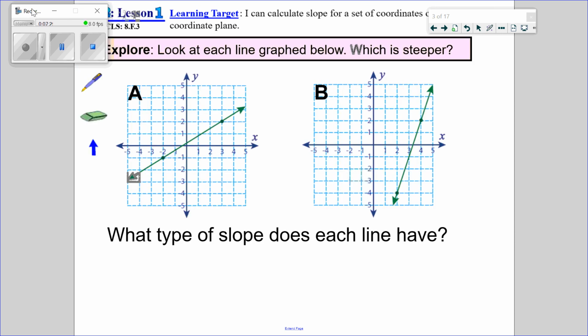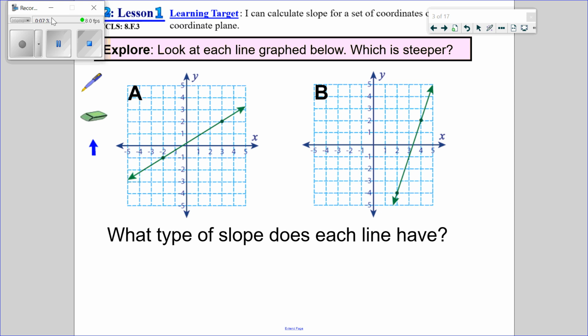Now we're going to look at these two examples, and it says look at each line graph below, which is steeper. If you look at A, from left to right, it's going upward. It's definitely a positive slope. And that's what they're asking. What type of slope does each line have? They want to know that too. And then if we look at B, it's also a positive slope because going from left to right, it's increasing. It's going upward. But they want to know which one is steeper.